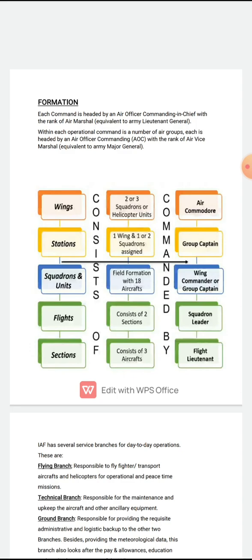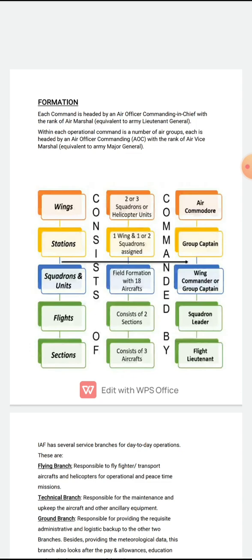Now comes the third thing, the squadron or unit. It consists of 3 flights. 3 flights means 18 aircrafts with field formation or strategic formation. What does the field formation or strategic formation mean? Generally, a unit is placed at a particular location and it does not change its location from one place to another. Okay, so it is headed by wing commander or group captain.